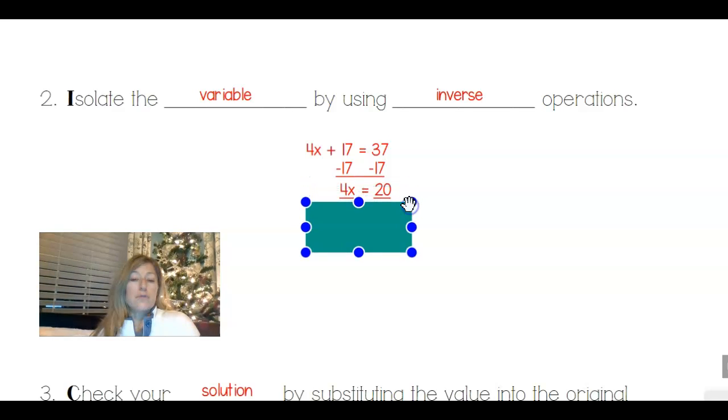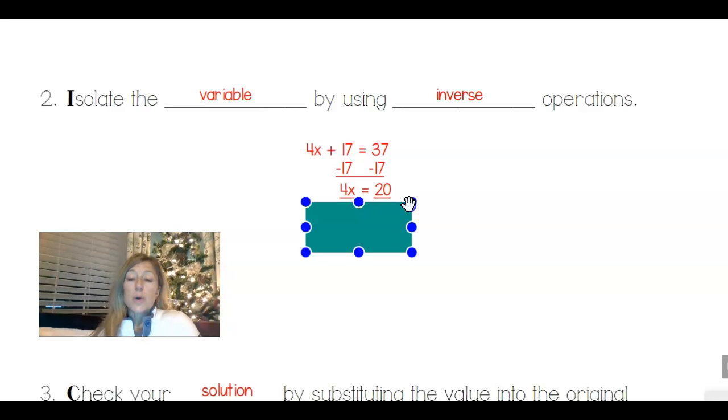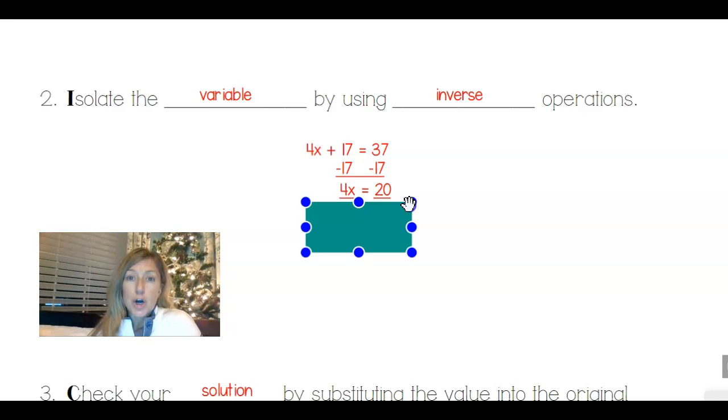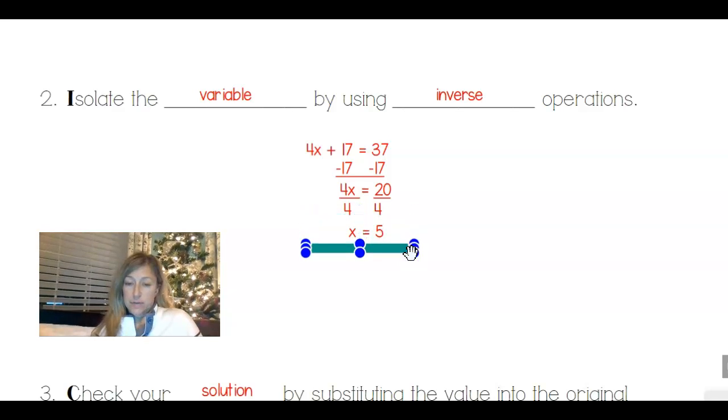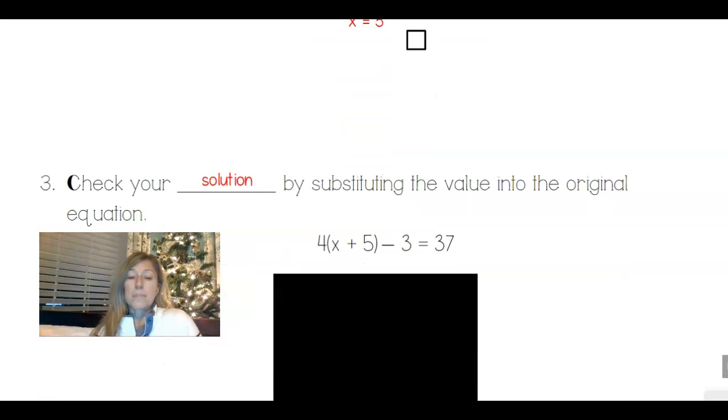Now I have a nice straightforward one-step equation. 4 times x is 4x, that's what that means, and the opposite of multiplication is division. So I would show with a fraction bar division of 4 on both sides, and I would end up with x equals 5. But I hate to say this, we often make mistakes, so we always have to check afterwards.